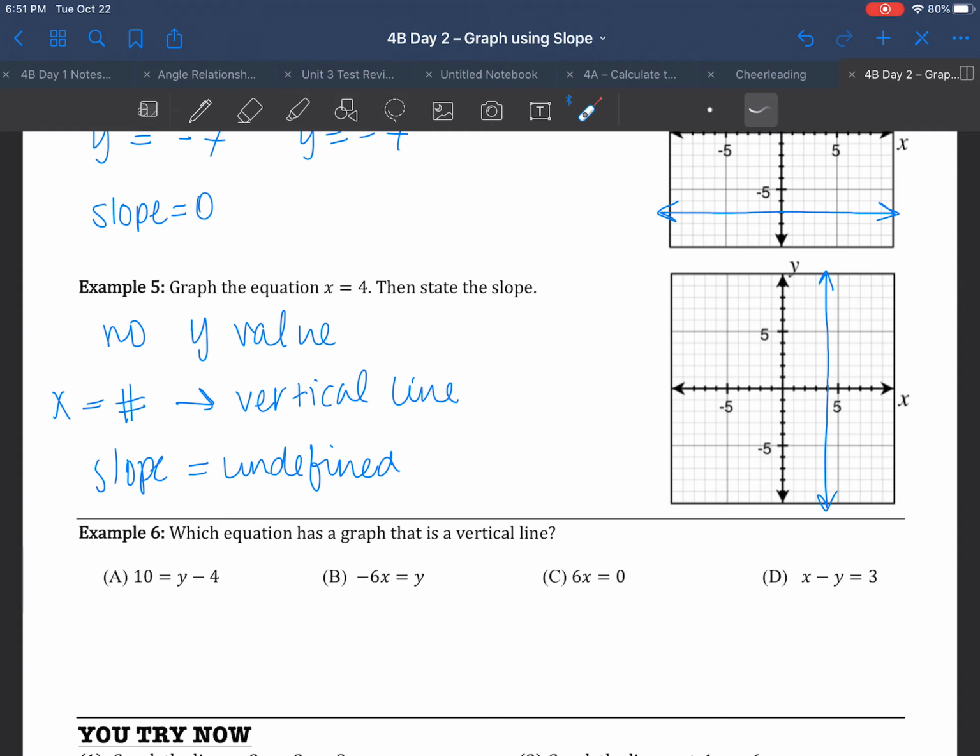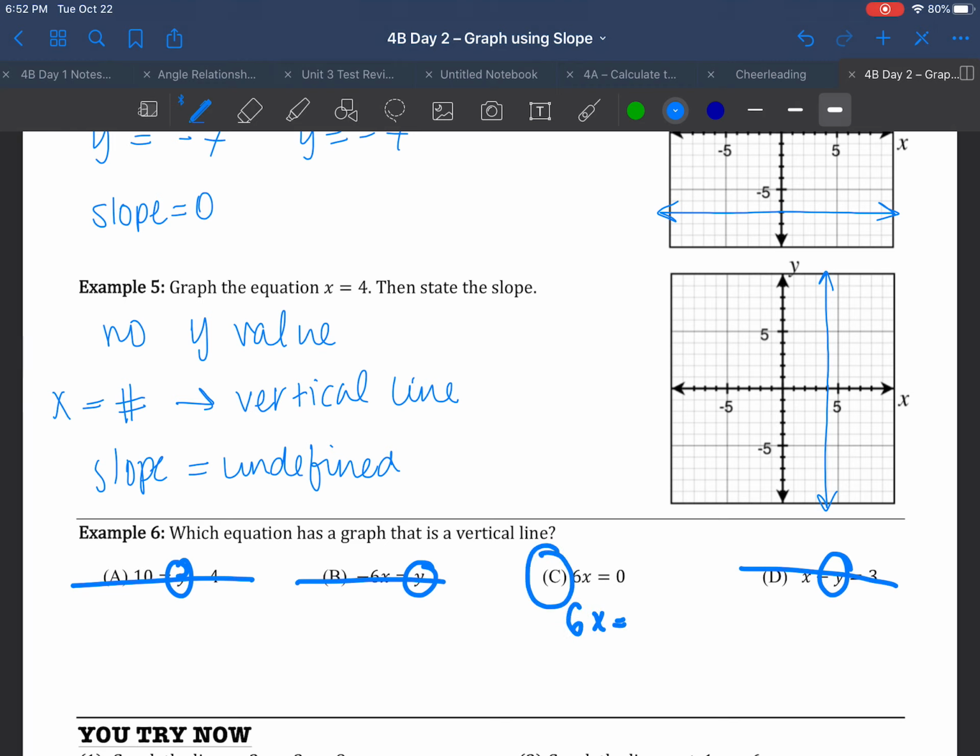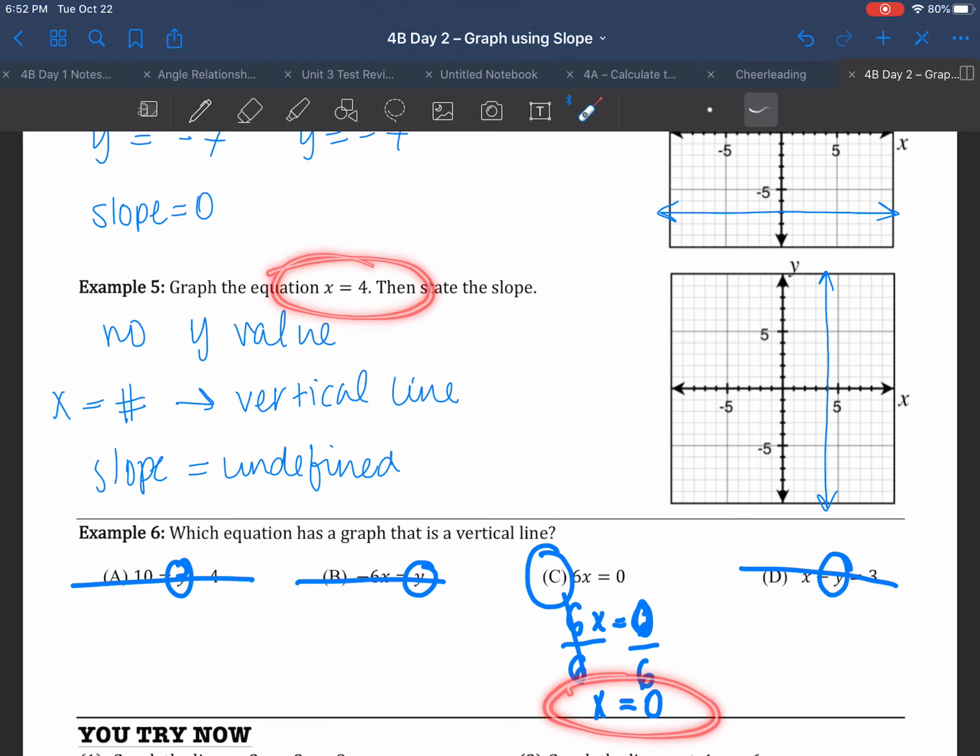Now example 6, I'm asking which equation has a graph that's a vertical line. So if you notice in example 5, when we had that vertical line, I didn't have a y value. Okay, so I'm looking through here. In A, I have a y value, so it can't be that one. B, I also have a y value, so it can't be that. C, I don't have a y value there, but I'm going to double check with D, and there's a y value, so it's only C. If I were to solve this to get x by itself, oops, it's 0. If I divide by 6, that would be x equals 0, which is the same form that I had up there, x equals a number.